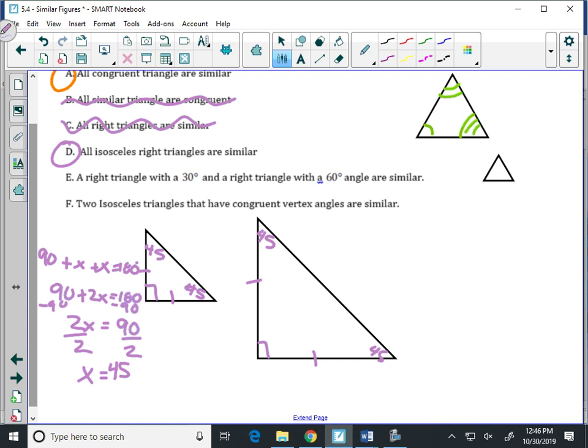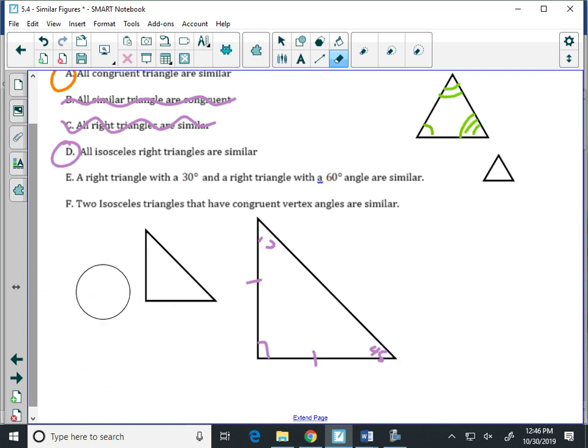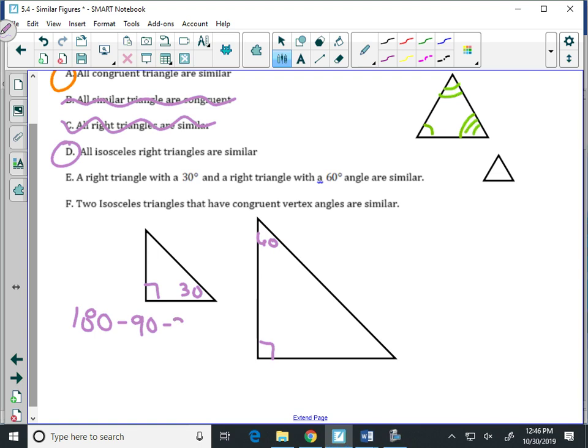Okay. What about a right triangle with a 30-degree angle and a right triangle with a 60-degree angle? Right triangle, right triangle. We'll say this angle is 30 and we'll say this angle is 60. Well, what's the measure of this top angle? 180 minus 90 minus 30, what do we get? 60, right? Do two angles match up? Yep, so are they similar? Yep.